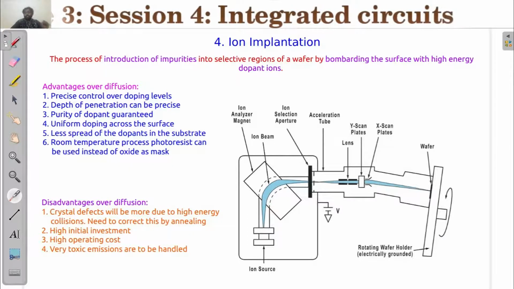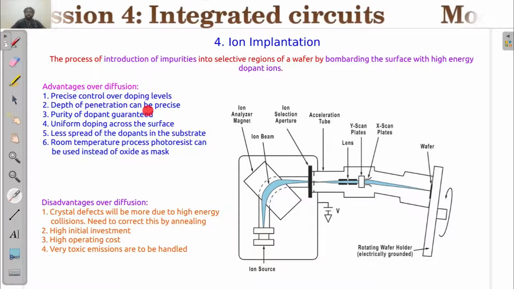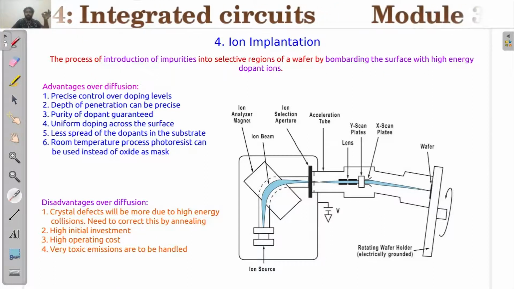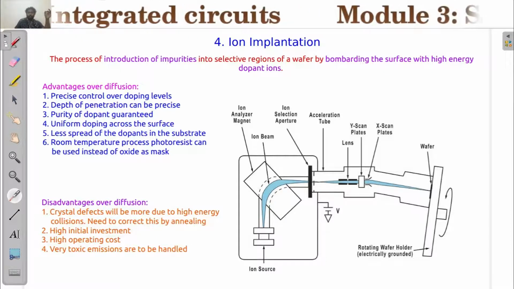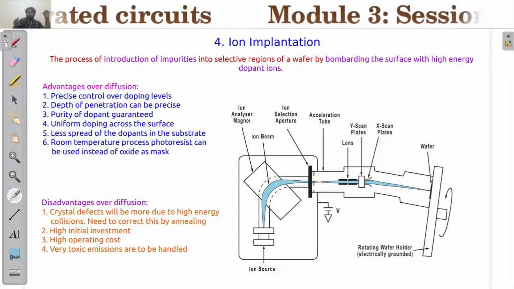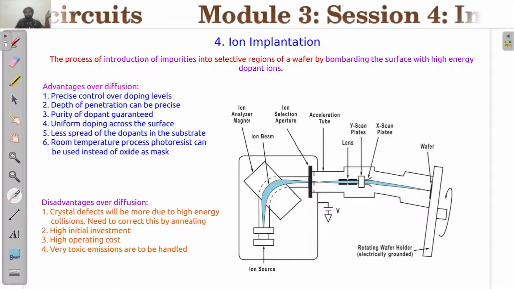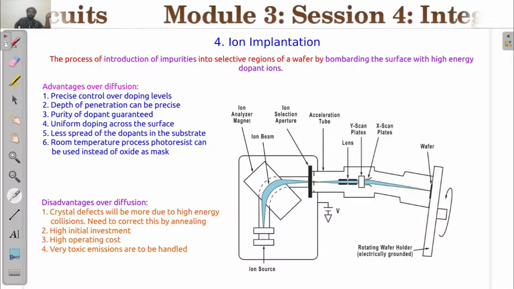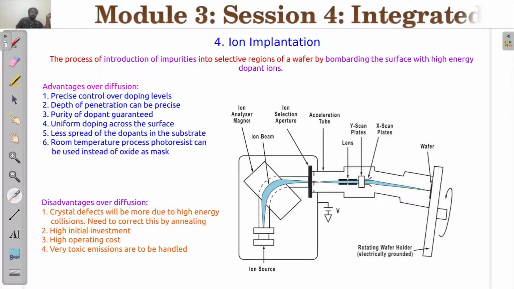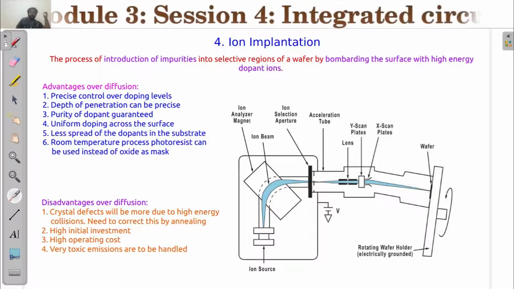There is precise control over the doping levels, and the depth of penetration can be precise. Okay, so you can control the doping level by controlling the amount of ions that are flowing. And there can be depth of penetration precision also. So you can increase the velocity of the ions, and when the velocity is increased, the ions will penetrate more into the wafer. So we can increase the kinetic energy of the ions, thereby the penetration depth can be increased.